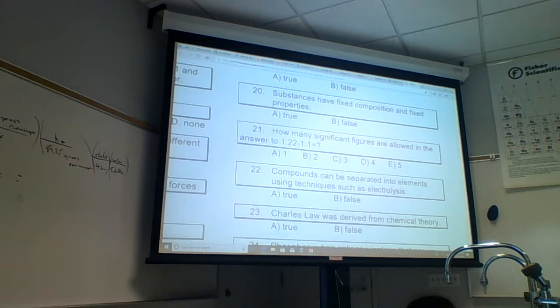Substances are by definition pure. And if it's pure, it's got to be either an element or a compound. Well, what is pure? You mentioned it earlier.